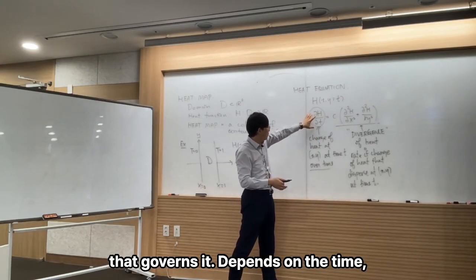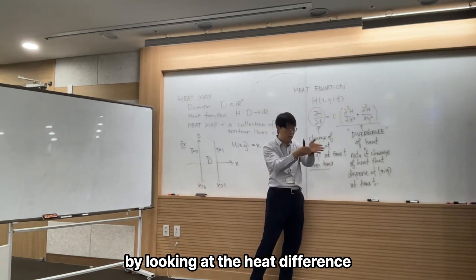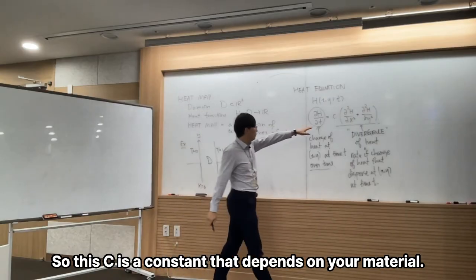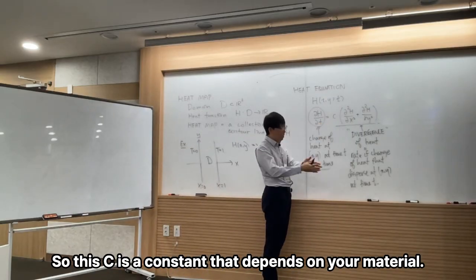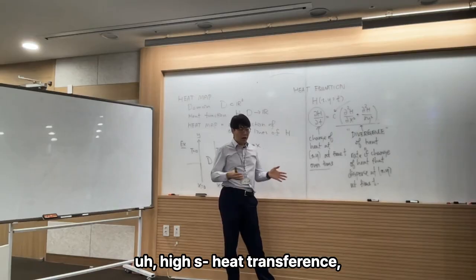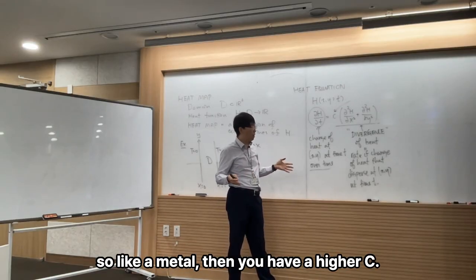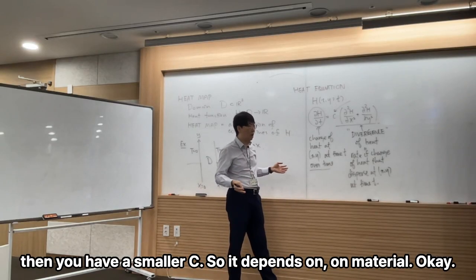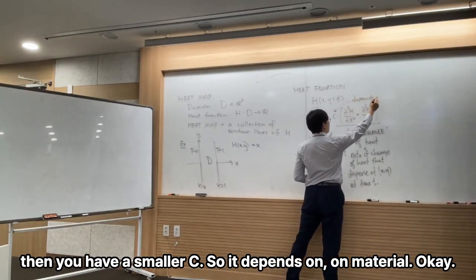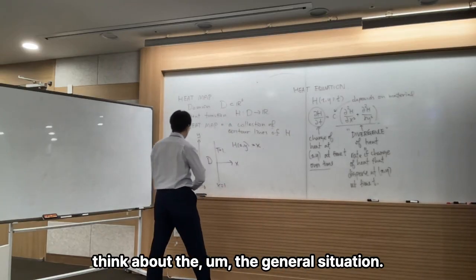It depends on the time, but you can also measure the rate of change over time by looking at the heat difference between two points. So this C is a constant that depends on your material. If your material has high heat transference, like a metal, then you have a higher C. But if it's not, then you have a smaller C. So it depends on the material.